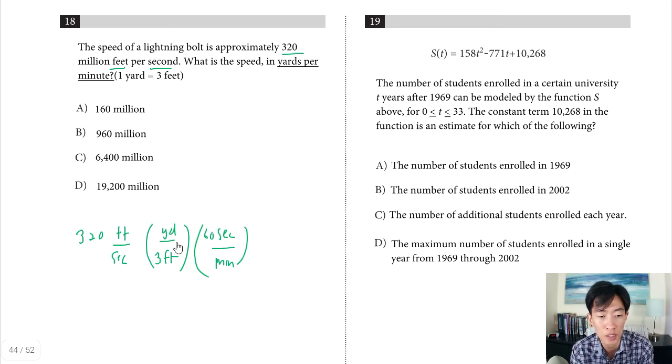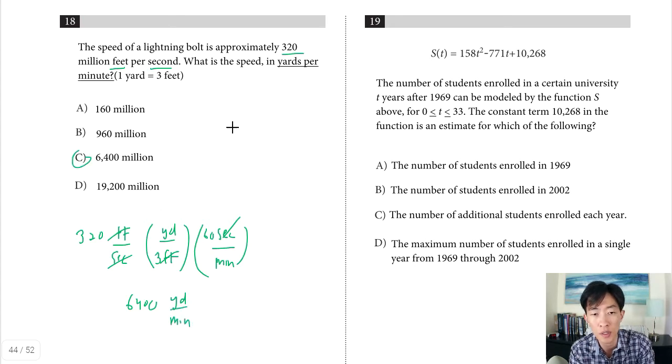So when you multiply this out, seconds are going to divide out, feet are going to divide out, and notice you're left with yards per minute. So really, you're going to do 320 times 60 divided by 3, and when you work that out, it's going to be 6,400, and you're left with yards per minute, and that's why the answer is going to be choice C. This is very similar to when we convert degrees to radians.